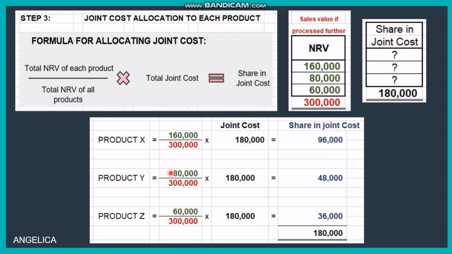For product Y, 80,000 pesos NRV over 300,000 pesos times 180,000 pesos is equal to 48,000 pesos of share in joint cost. In product Z, 60,000 pesos over 300,000 pesos times 180,000 pesos is equal to 36,000 pesos of share in joint cost. Now, if you add the share in joint cost of the three, we will arrive at 180,000 pesos.